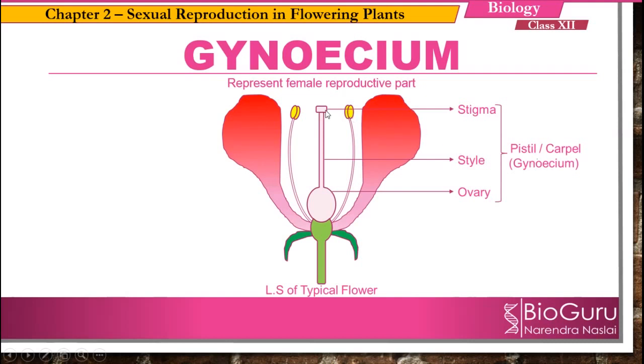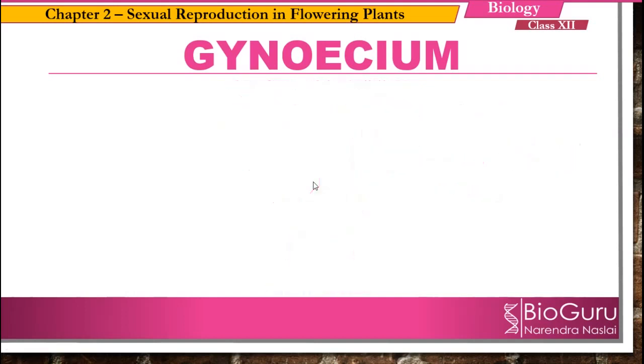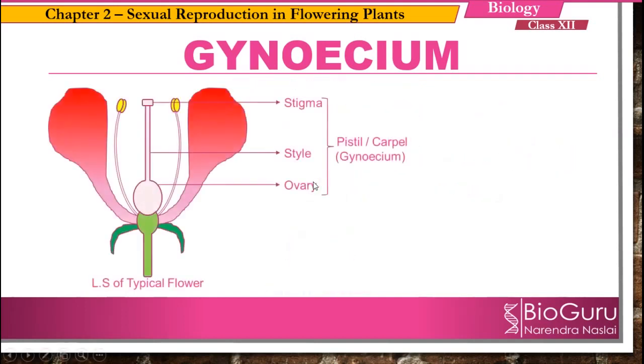It has certain parts like this one, the stigma, and the lower part which is a long slender tubular structure, that is the style, and below that there is a swollen part called the ovary. In different flowers you may see differences in the number of carpels. Based on that, flowers can be of two types, monocarpellary and multicarpellary.